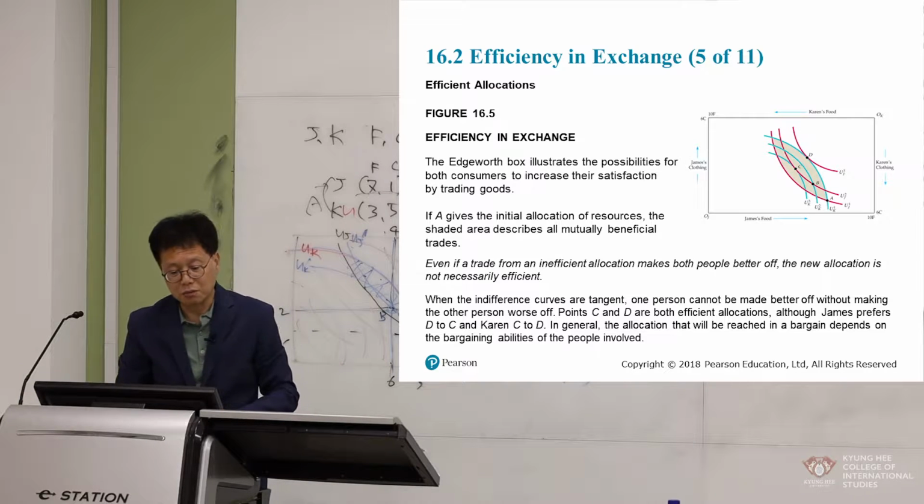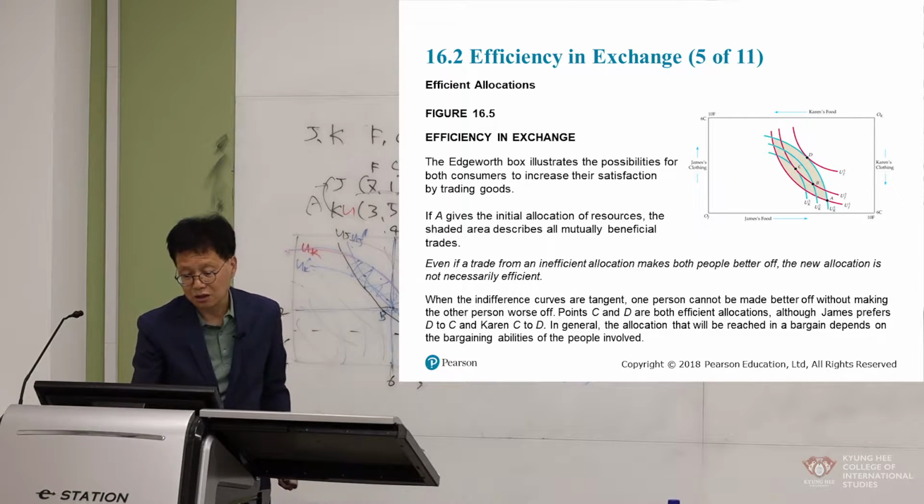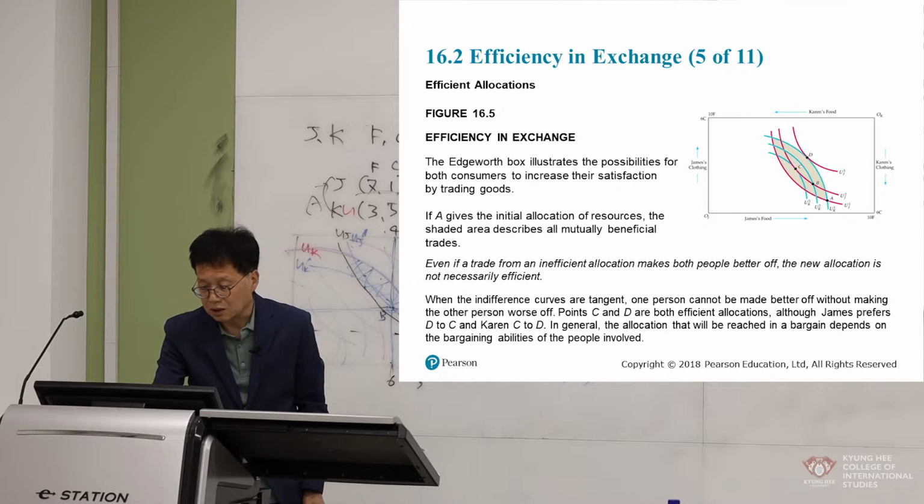Okay, even if a trade from an inefficient allocation makes both people better off, the new allocation is not necessarily efficient. When the indifference curves are tangent, right? Tangent, one person cannot be made better off without making the other person worse off, right?